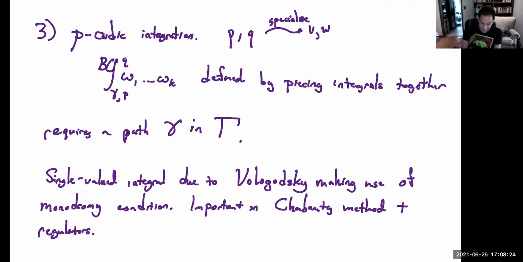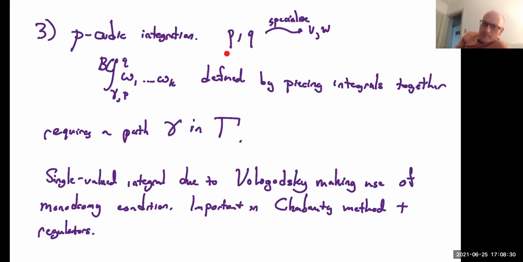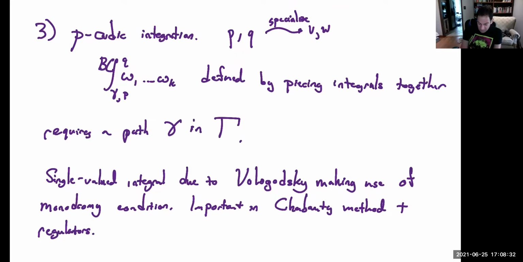Okay. So now let me talk about p-adic integrals. Again, we're going to integrate between points P and Q that specialize to points V and W on the dual graph. And I can define an iterated integral by piecing integrals together. Now, what does it mean to do an iterated integral?